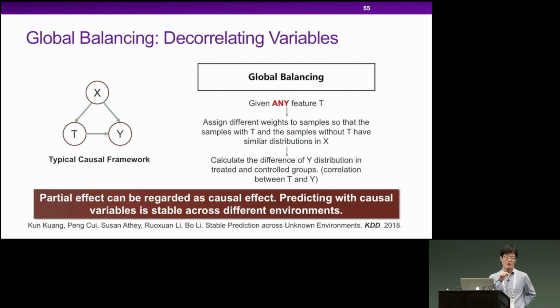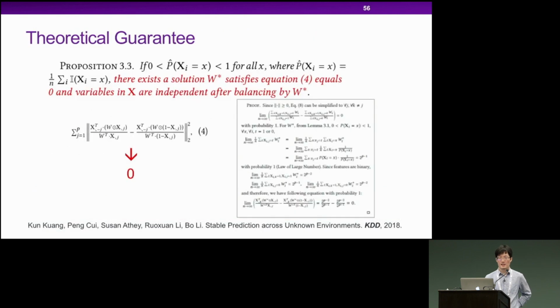So the key problem is whether there exists a set of weights that can decorrelate all of these variables, right? Then we provide a theoretical analysis. And finally, we prove that in the infinite sample size case, there do exist a set of weights, W, that can make the input variables in X independent. Okay? All of the variables can be independent. So there exists this kind of sample weights.